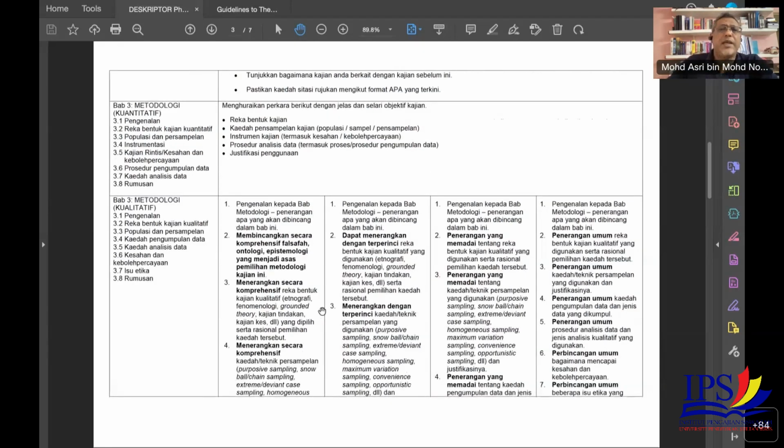Next, let's look at the next section. The next chapter would be chapter 3. Of course, in chapter 3, you will have the research methodology section, where you talk about your research method.